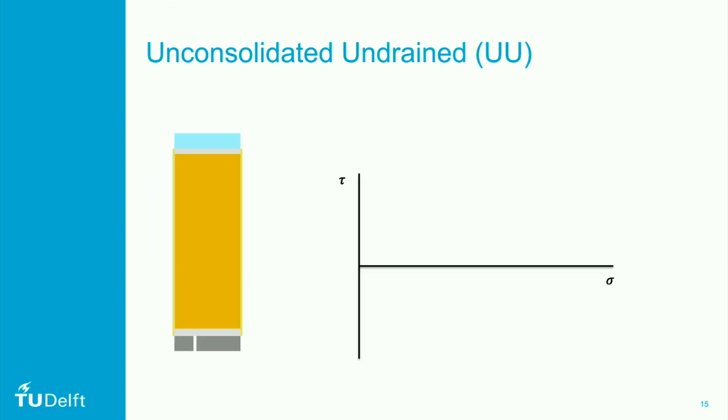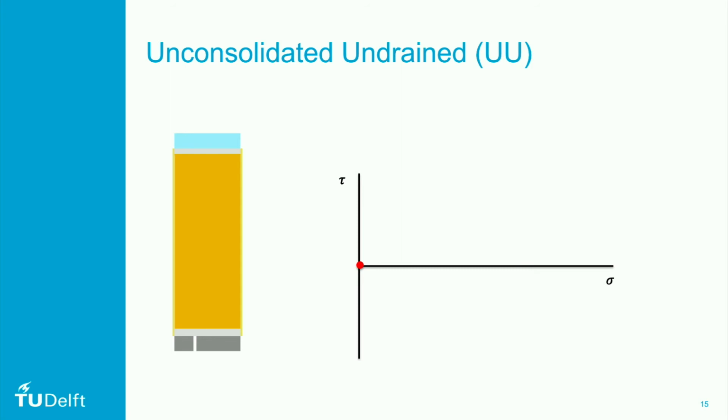For the next part of this video, we'll look at the stresses on the soil sample, the Mohr's circle and Mohr-Coulomb failure envelope of the UU test. The purpose of this test is to determine the undrained shear strength of the soil. Remember that throughout this test, the pore fluid drainage valve is closed.